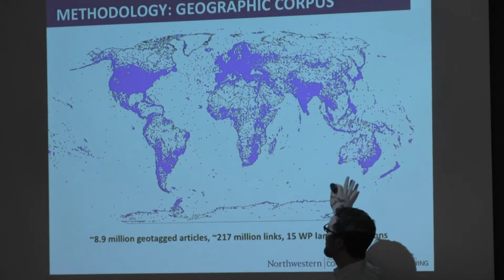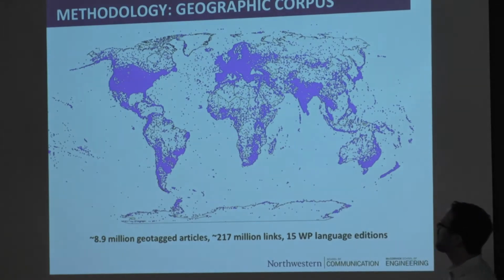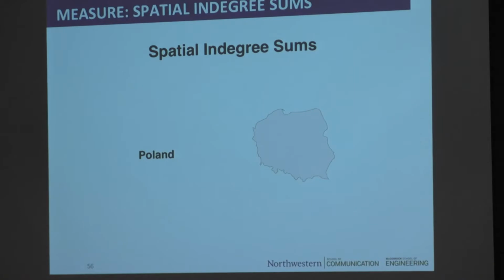So you can see we're sort of drawing examples from all around the world. And we're going to apply a technique from geography to help us understand this extent or this degree of self-focus bias. A technique we use is something called a spatial in-degree sum.